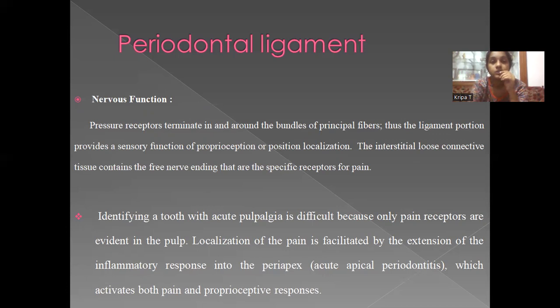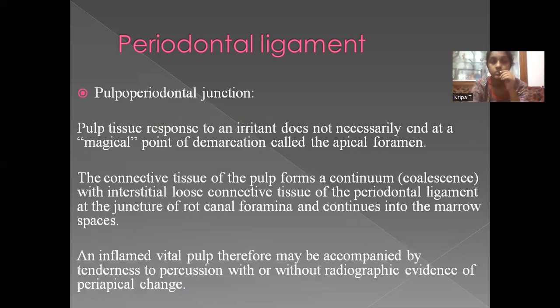Nervous function. The pressure receptors terminate in and around the bundles of principal fibers. Thus, the ligament portion provides a proprioception function. The loose connective tissue also has certain nerve endings for pain reception. Identifying a tooth with acute pulpalgia is difficult because only pain receptors are evident in the pulp. Localization of pain is facilitated when there is extension of this response to the periapex, which activates both pain and proprioceptive responses.